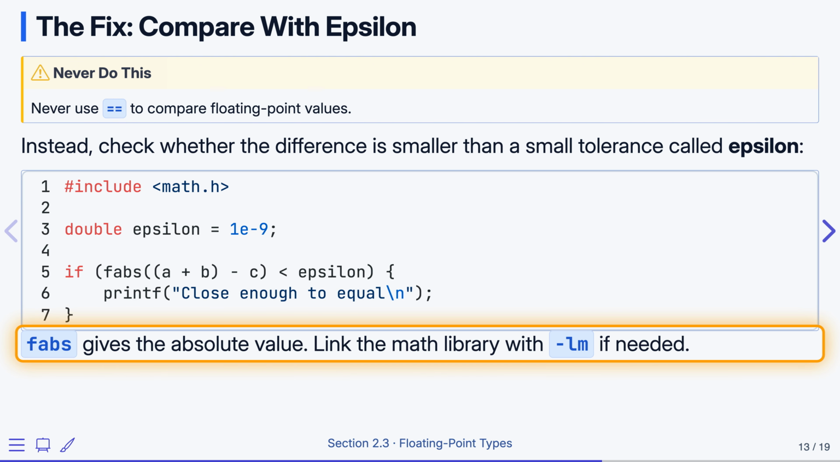When you use the math header, some systems need you to link the math library. You do that with the -lm flag at the end of your compile command.